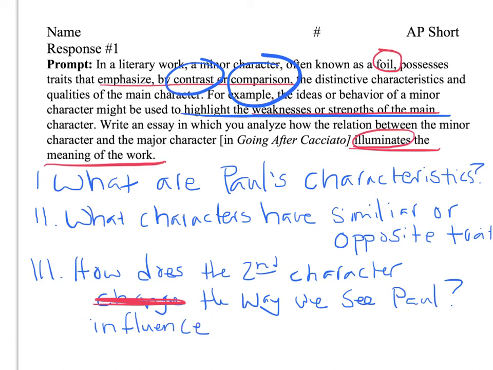Those are the three things I would consider when I'm starting to draft this essay, when I'm starting to put together my short response. The last thing that you want to make sure you do is this essay has to address the relationship between the two characters. It has to talk about how the relation between the characters illuminates the work. And if your essay does not talk about the characters interacting, then you're not going to get points for it. You're going to have to make your changes.